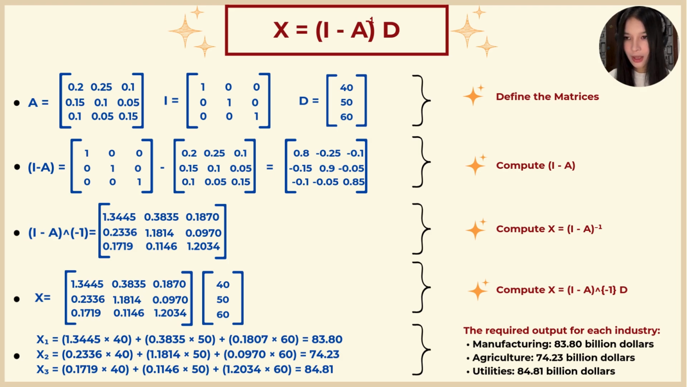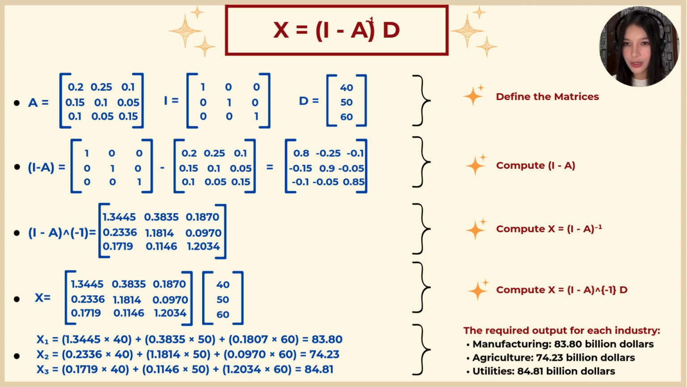X1 equals 1.3445 times 40 plus 0.3835 times 50 plus 0.1870 times 60. Therefore, we will have X1 equal $83.80 billion. And for the output needed for the agriculture sector, X2, and the output needed for the utility sector, X3.